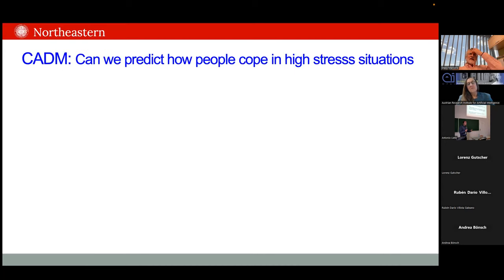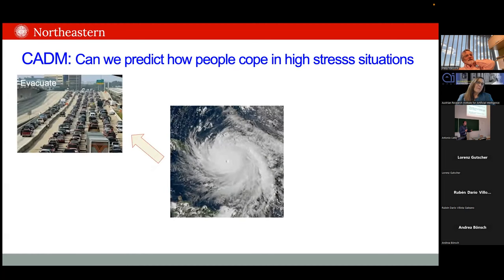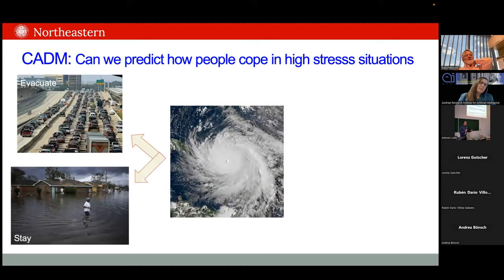In particular, it was developed to predict or understand or model how people cope in high stress situations. In particular, you have this case of, say, a hurricane. And you can evacuate, which has its positives and negatives. You can stay in your house, which has its positives and negatives. But at the same time, people may perceive the threat of the hurricane in very different ways because there's a lot of uncertainty of hurricanes in terms of what their intensity will be when it gets to your area, whether or not it will get to your area. There's all this uncertainty associated with hurricanes.